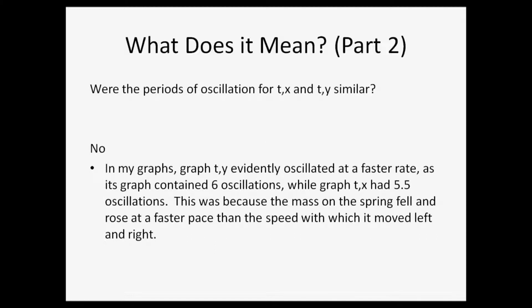And for the graphs in tracker, were the periods of oscillation the same for the graph about the x-axis and for the y-axis? No. My graph TY, representing the mass's oscillation about the y-axis, evidently oscillated at a faster rate, as its graph contains 6 oscillations, while the graph depicting the mass's oscillation about the x-axis had only 5.5 oscillations. This is because the mass on the spring fell and rose at a faster pace than the speed with which it moved left and right.